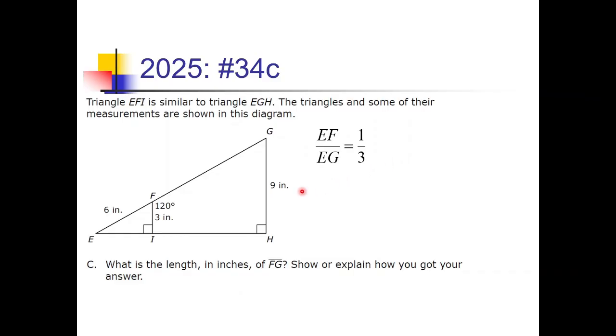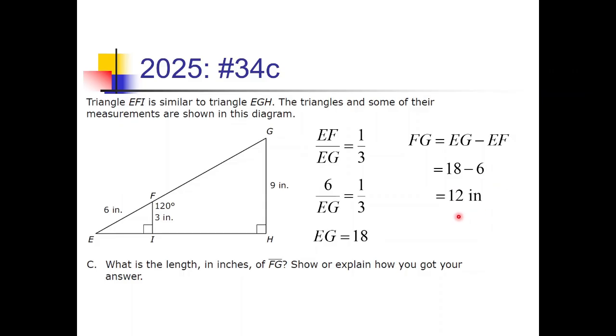And since I'm trying to find EG, I have to plug in something for EF, so we'll just use 6 for that. And now I can cross multiply. That'll give me EG times 1, which is just EG, equaling 18. So just to go back to my original strategy, I'm going to subtract EF from EG to get FG. So FG is going to be EG minus EF. So that's going to be the 18 I just found minus the 6 that I already had, which gives us 12 inches for that length.